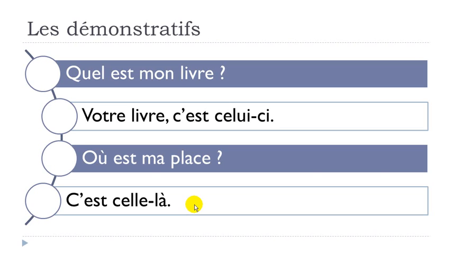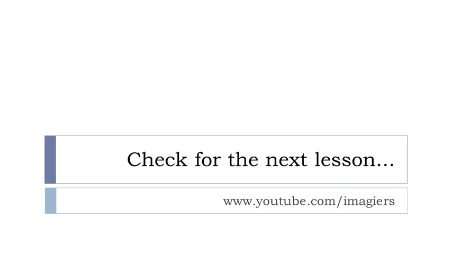All right, so you've got to remember that we will have the difference between the masculine, the feminine, singular and plural, and then we'll have the difference between this ci, the first option, the nearest one, and then this là, second option, so it's not the nearest one. Okay, so let's see and practice.